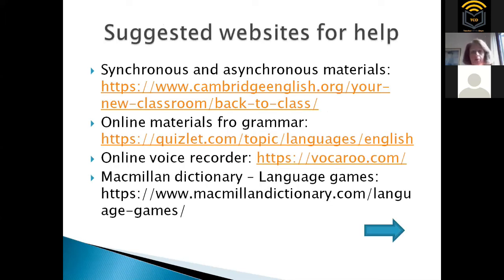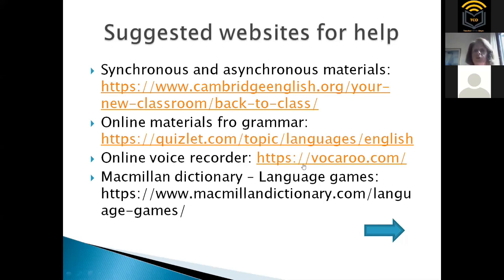Now, let me just wrap it up with some websites that can help you. I have included here some websites, but they're not all for reading. I thought of actually including some websites in general that can help you. So you've got Cambridge English, which has developed a lot of things on synchronous and asynchronous materials. There's Quizlet. Many of you might know about it. You can come up with some quizzes, especially for grammar.